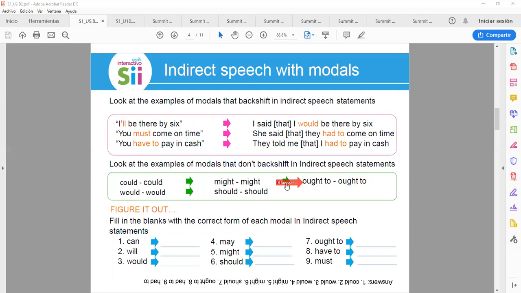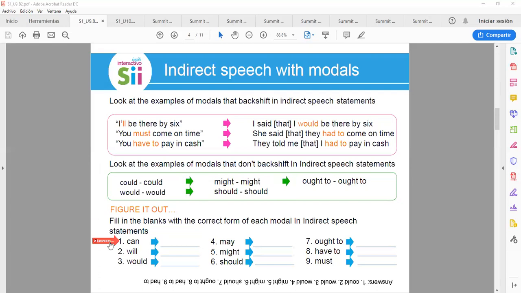Look at the examples of modals that don't backshift in indirect speech statements. So they don't change. For example: could, would, might, should, ought to. Figure out, fill in the blanks with the correct form of each modal in indirect speech statements.